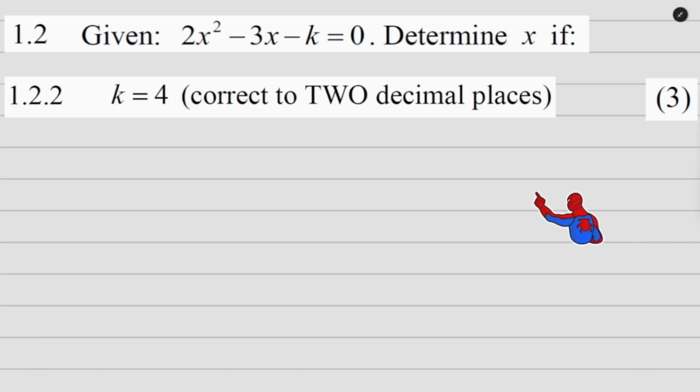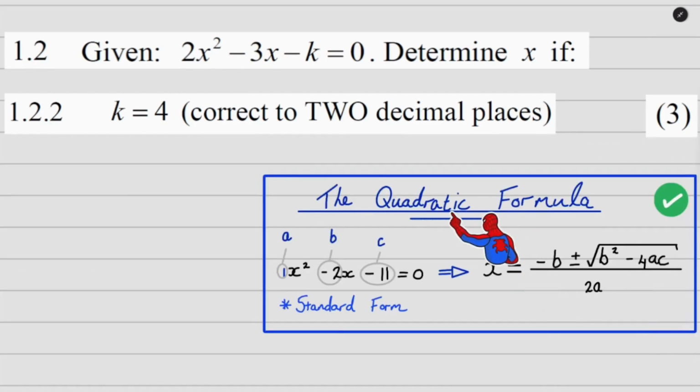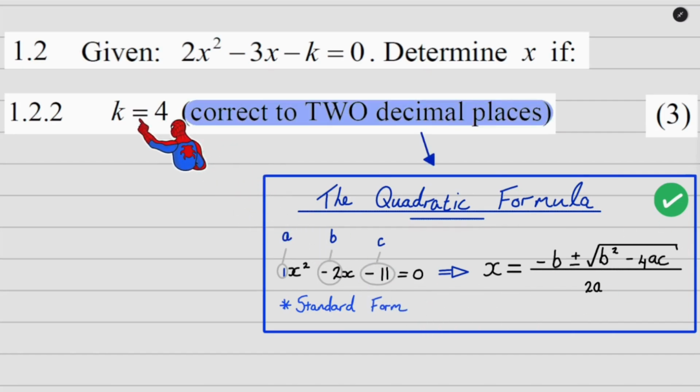In question 1.2.2, they told us to solve the same equation if k equals 4. And they gave you a massive clue over here. Correct to 2 decimal places. The alarm bells are ringing, but for the quadratic formula. So if you see this, I want you to link it to this in your brain. You form a cognitive association. Okay, so let's start off by putting this k value into k's place over there.